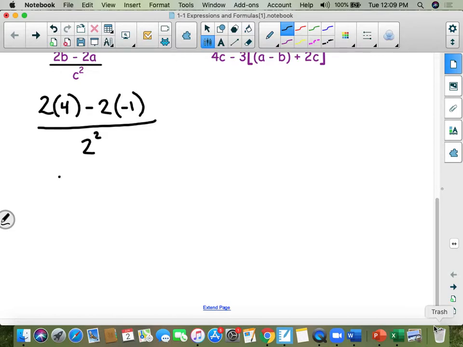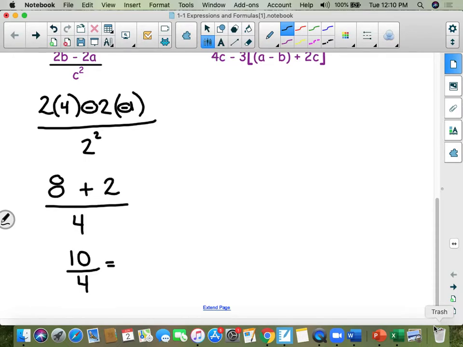2 times 4 is equal to 8. Do you notice that there's a negative and there's also a negative here? That'll make that a +2. Divided by 2 squared. You can use your calculator. You have a caret button on your calculator. You can just do 2 squared and you're going to get 4. 8 plus 2 is 10 on the top, divided by 4, and then use your calculator. The final answer is going to be 2.5. This is all we're doing.